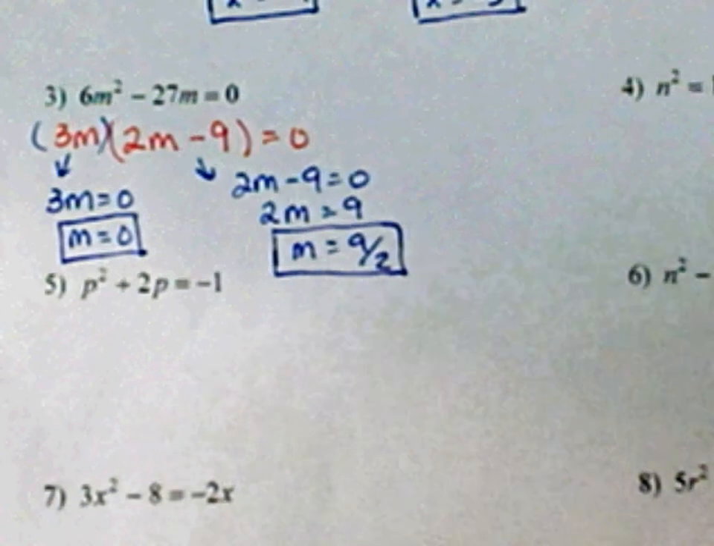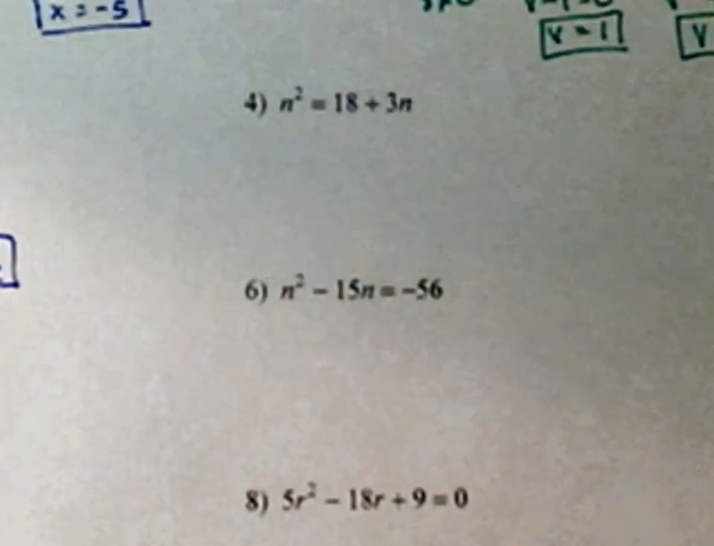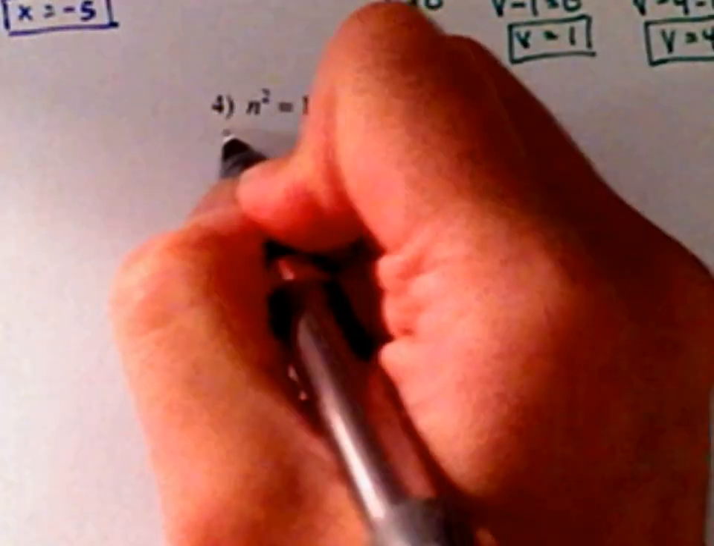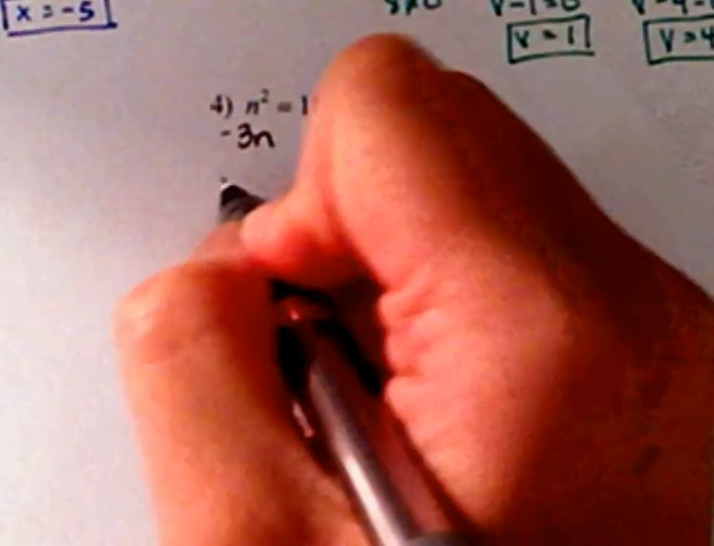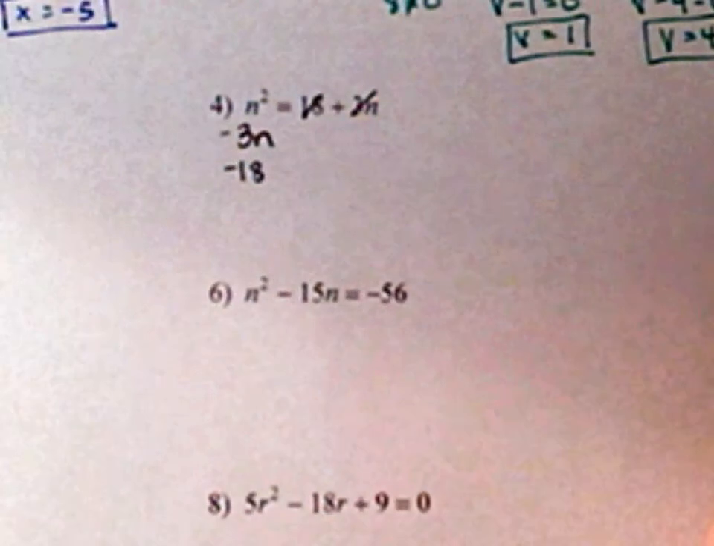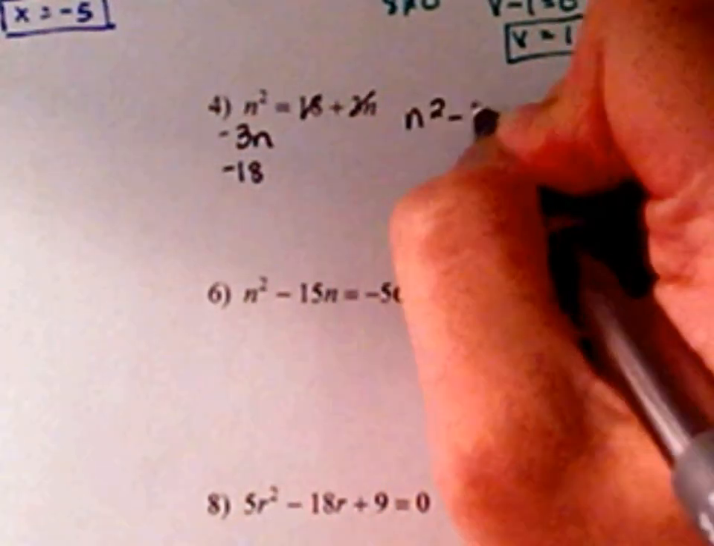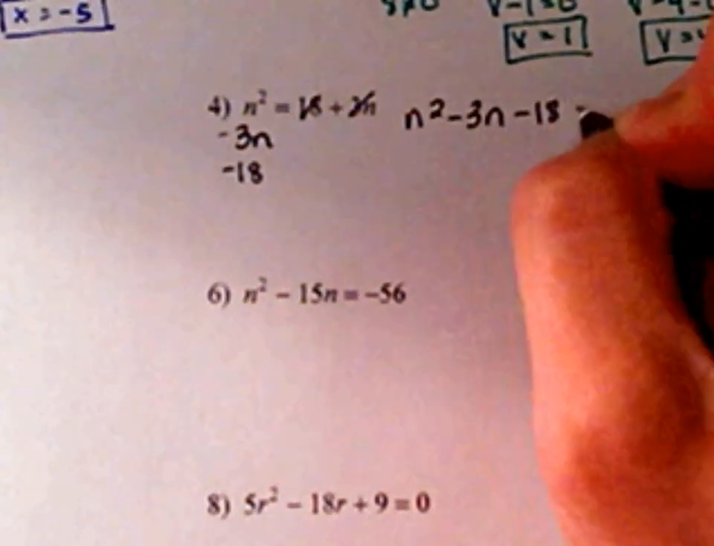Number 4. We got 3 terms this time. Let's set it all equal to 0 by moving the 3 over. So you have negative 3n and negative 18. Okay? So I'm going to rewrite it in standard form. So you have n squared minus 3n minus 18 equal to 0.